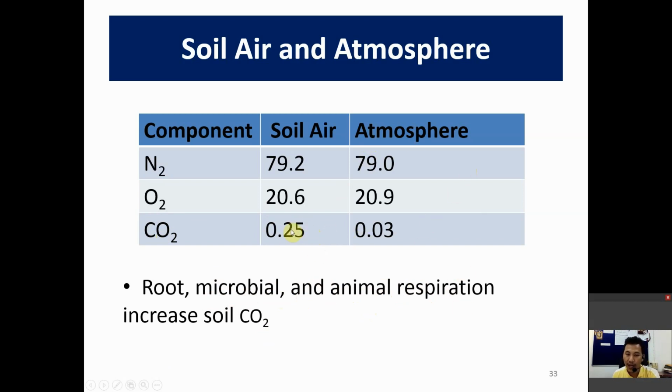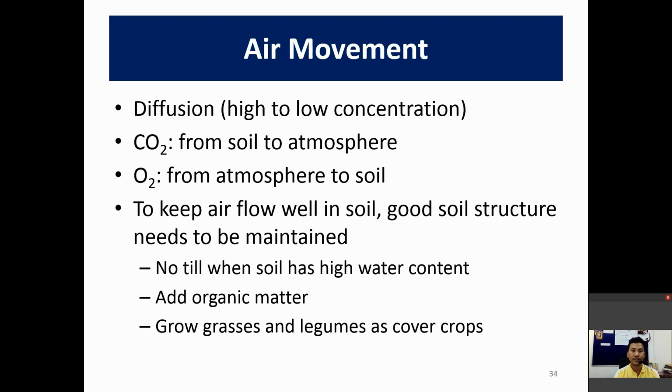That's the reason why the soil is a place that releases carbon dioxide to the atmosphere. Whereas the oxygen in the atmosphere is a little bit higher than oxygen in the soil, and that gives you diffusion from the atmosphere into the soil air. Oxygen goes from the atmosphere to the soil system, and carbon dioxide goes from the soil system to the atmosphere. This is the circulation that keeps everything in balance and healthy.